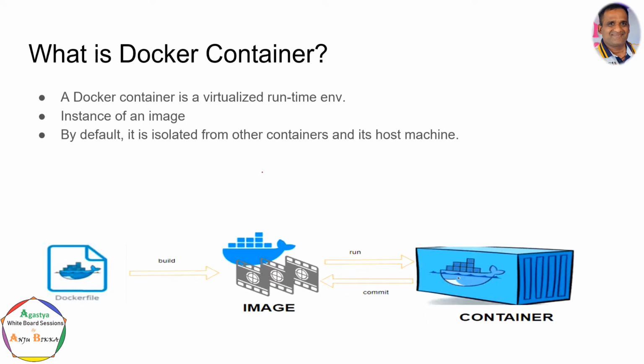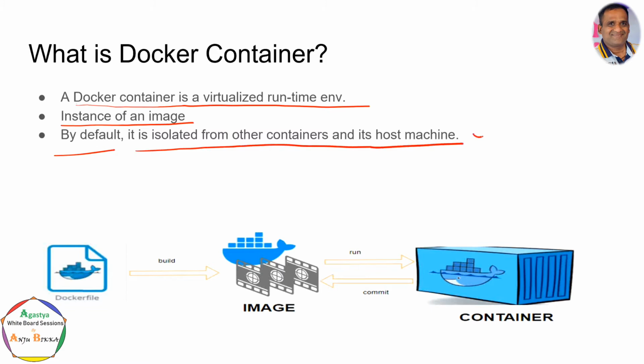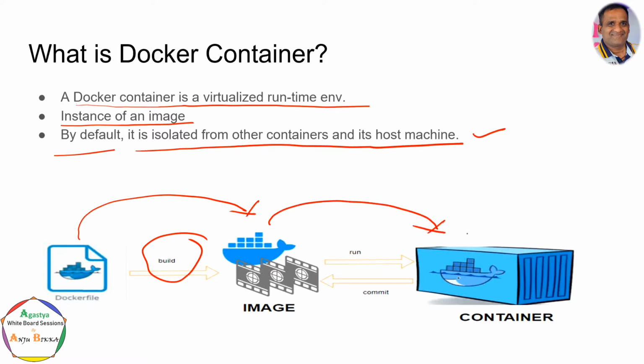Now we can see the Docker definition we already discussed. A Docker container is a virtualized runtime environment. Also we can consider it as an instance of an image. By default, it is isolated from other containers on its host system. Now from a Dockerfile, we build a Docker image. From a Docker image, we create containers by using the run command. Again, we are going to create images by using containers. This part we didn't discuss so far. We will elaborate more in the upcoming sessions.